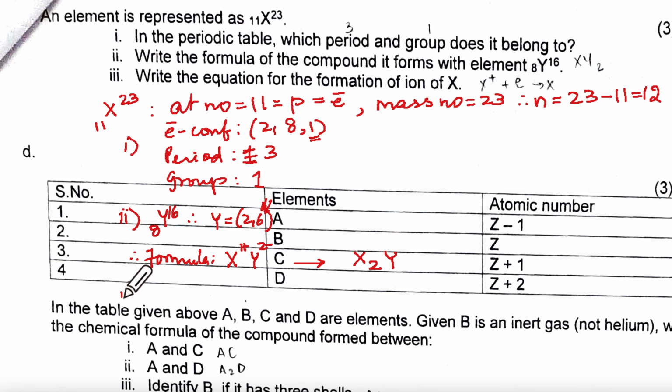Now, the third one. They are saying write the equation. Now, equation X plus Y. Will I write X plus Y equal to X2Y? Because this is oxygen, so it will be O2 means Y2, correct?